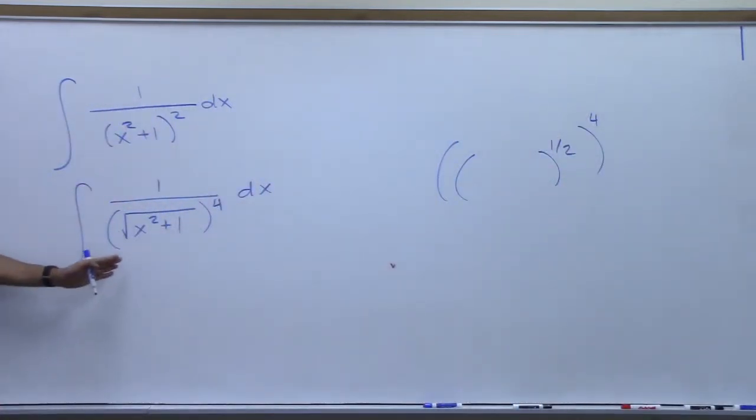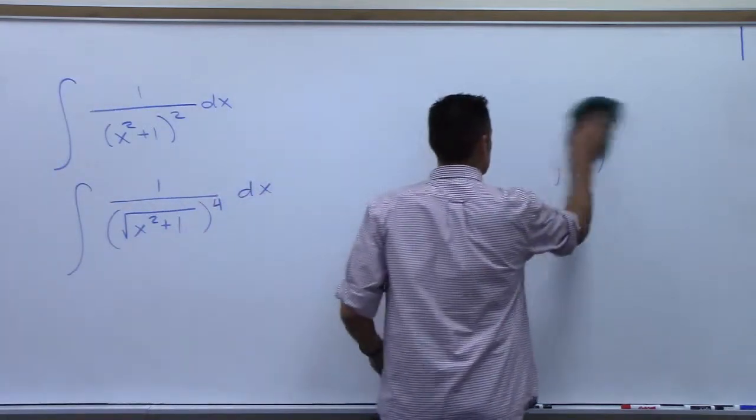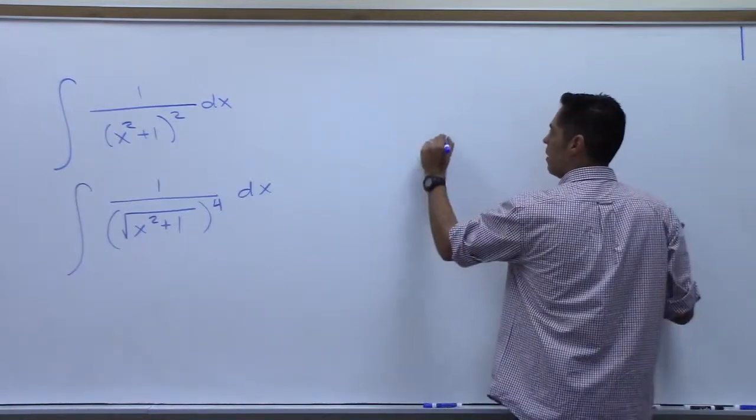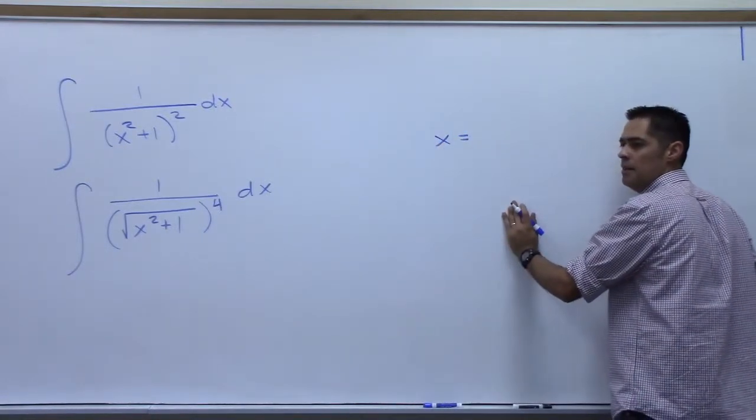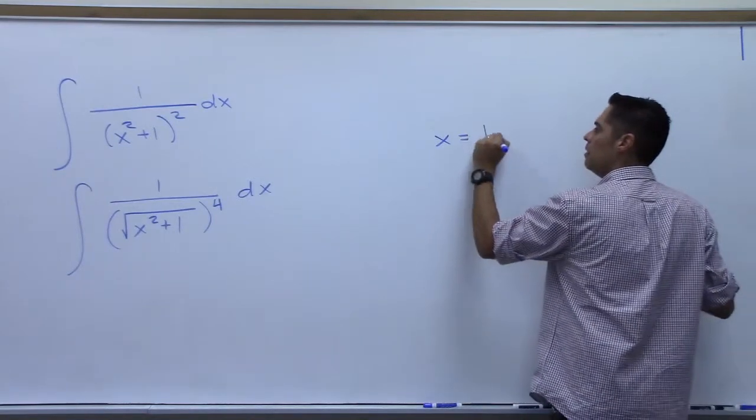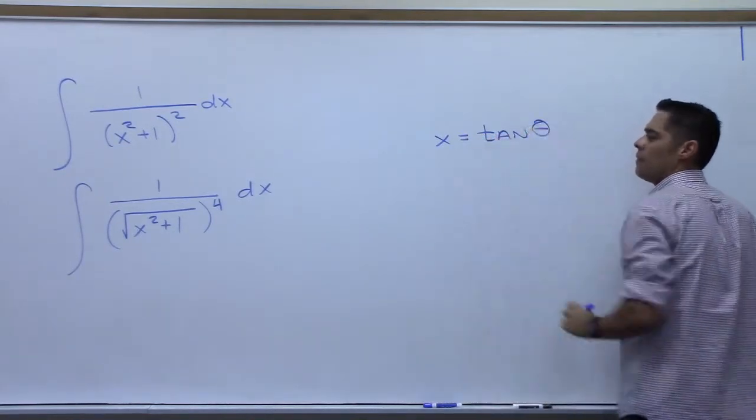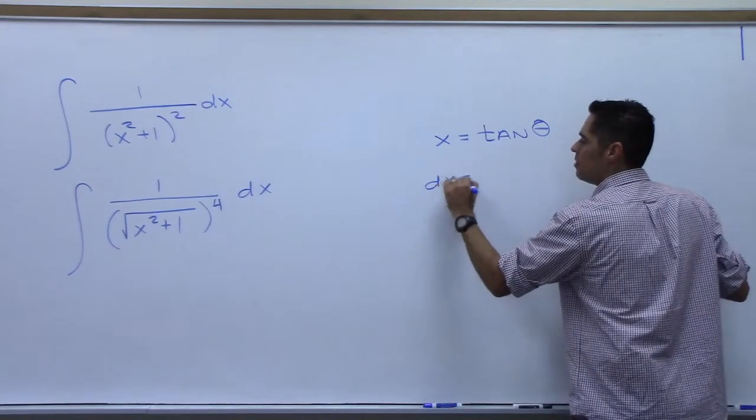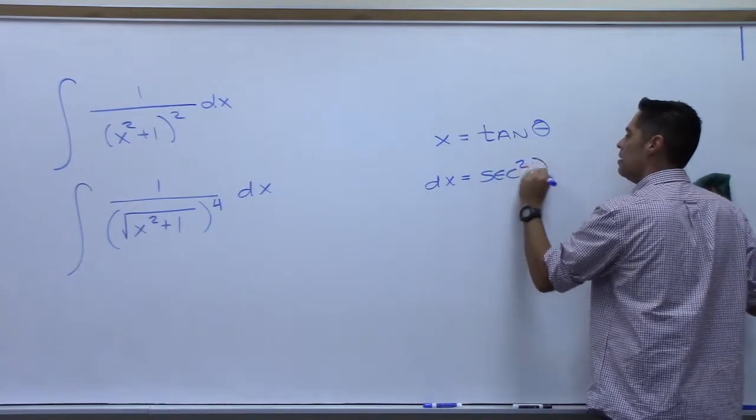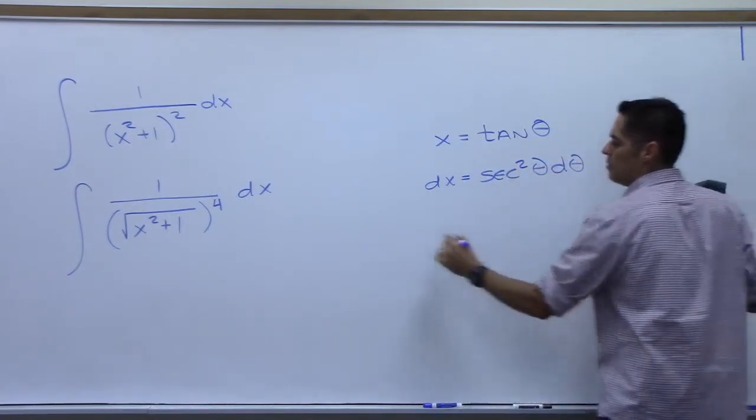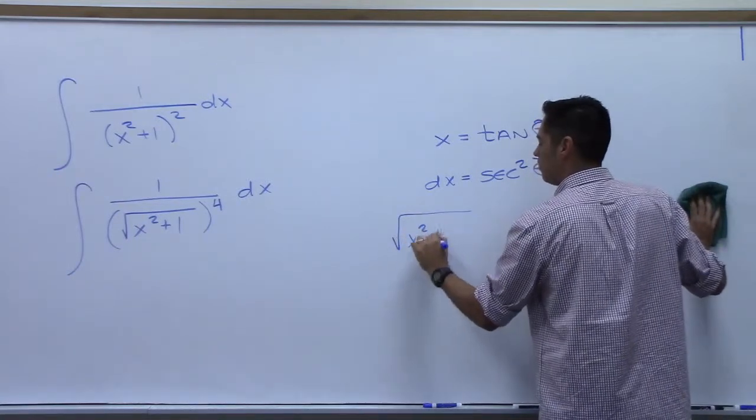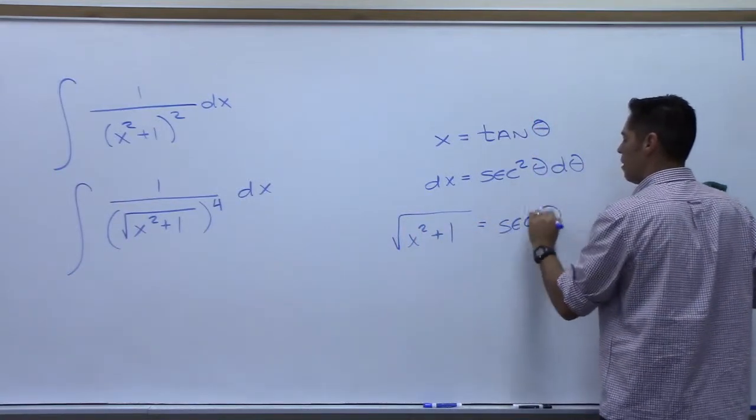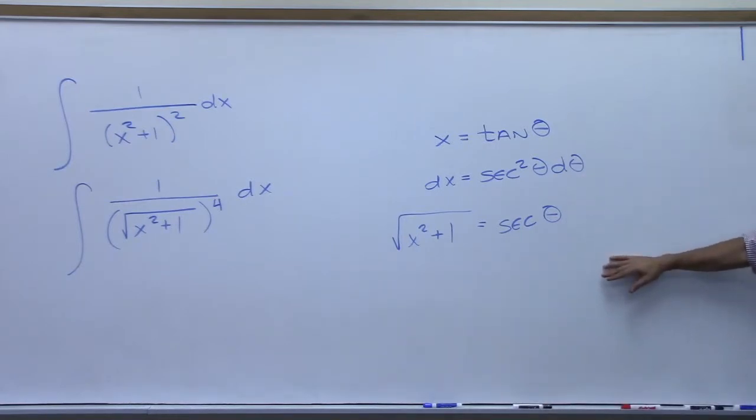What is the trig substitution that you use for x squared plus 1? X is a tangent theta. So a here is 1. The derivative of this is secant squared theta d theta. And the square root part of this will turn out to be secant theta. I'm not going to work through it, okay? But that's what it'll be. Then you just rewrite the integral. And we're almost done.